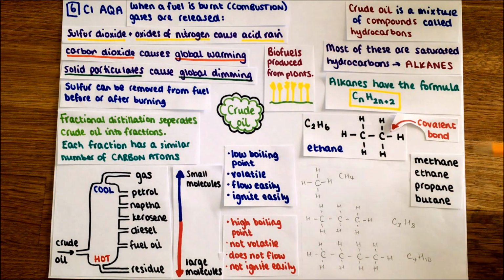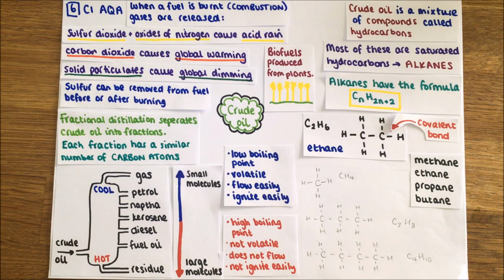We can separate those alkanes in fractional distillation. Small molecules at the top, large at the bottom. Know some properties of both. And then we've got the consequences with burning a fuel and what we get produced and how that can cause pollution in our atmosphere. Using the word pollution is not good enough. You need to talk about the actual specific bits, so acid rain, global warming, global dimming. Okay, so that's crude oil. That's the 6th revision video in C1.